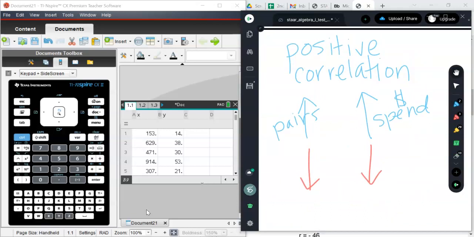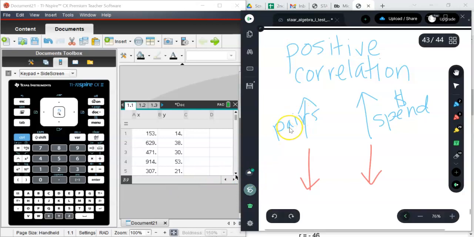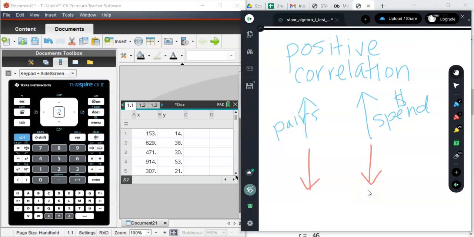A positive correlation means that two things are related in a positive manner, which means they are behaving the same way. The example I give you here, pairs of shoes. The more pairs of shoes you buy, the more money you're going to spend. So as the number of pairs of shoes increases, the amount of money spent increases as well. By the same token, if you buy fewer pairs of shoes, you're going to spend less money. That is a positive correlation. That means those two are related in a positive manner, meaning as one increases, the other increases, or as one decreases, the other decreases.